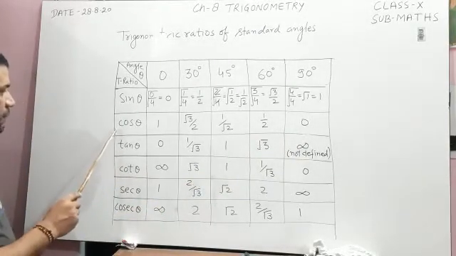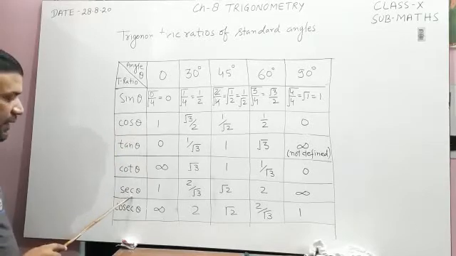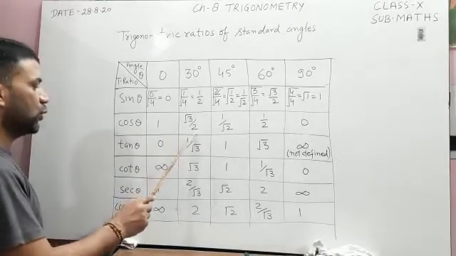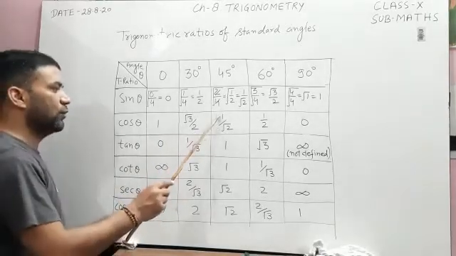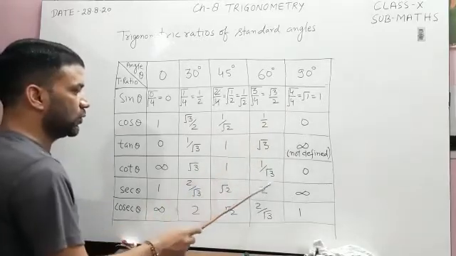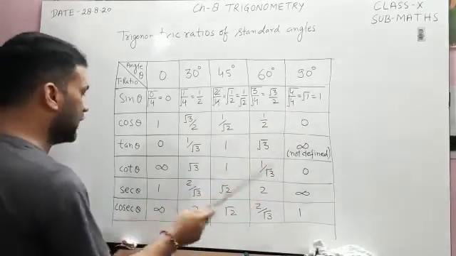In the same way, by reciprocal of cos theta, obtain the value of sec theta. That is reciprocal of 1 is 1. Reciprocal of root 3 upon 2 is 2 upon root 3. Reciprocal of 1 upon root 2 is root 2. Reciprocal of 1 upon 2 is 2. And reciprocal of 0 is not defined.